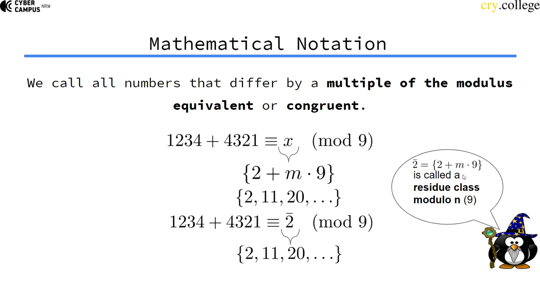So another form of notation is here we could write not 2, because 2 is not the only solution, but we could write 2 with a small stroke on top. That's a common notation for something called a residue class. So residue class means this number here, the 2, is not actually a 2, but it's a class of numbers, namely all numbers that are of the form 2 plus a multiple of the modulus. Why is that? Because we could just exchange them. They're equivalent regarding this modulus. So it doesn't matter if it says 2 here or 11 or 20. They're all equivalent, equivalently valid solutions. So this is another notation here.